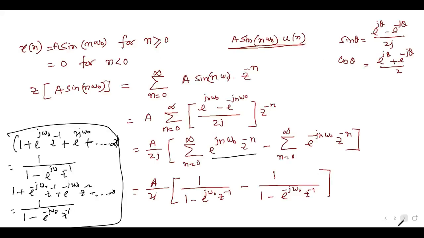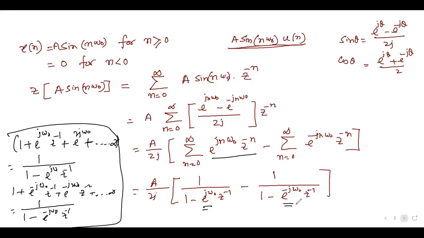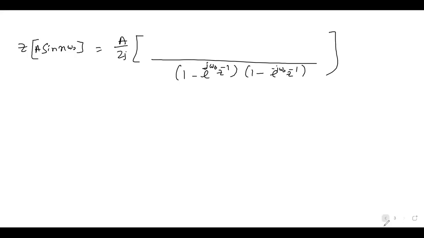So the z transform of a sine n omega 0 is a by 2j, and I am taking the LCM. The LCM is 1 minus e to the power j omega 0 z to the power minus 1 into 1 minus e to the power minus j omega 0 z to the power minus 1, right? First a plus and second one minus. So what will be the numerator? The numerator is 1 minus e to the power minus j omega 0 z to the power minus 1 minus 1 plus e to the power j omega 0 z to the power minus 1. Is that right? Yes, sir.